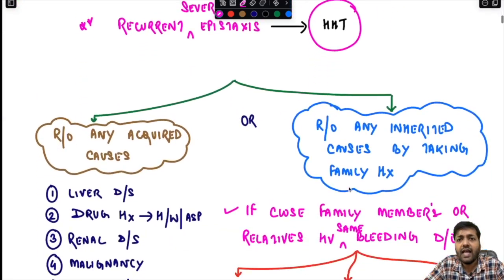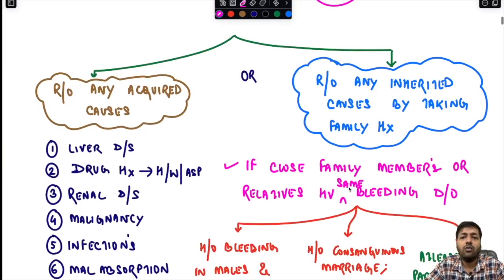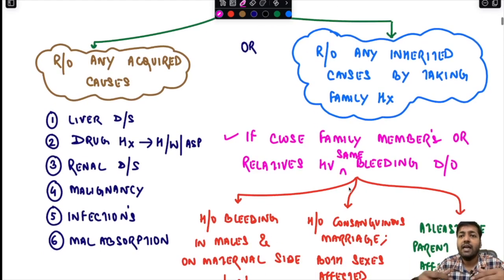So now after you have gone for the physical examination, you also have to take certain further important history to differentiate whether there is any history of an acquired cause of bleeding or any history of an inherited cause of bleeding. Sometimes the patient will come to you and himself will say that I am a hemophilic patient, okay. So already the patient will give you the history about that. So you have to differentiate whether it is an acquired or it is an inherited cause.